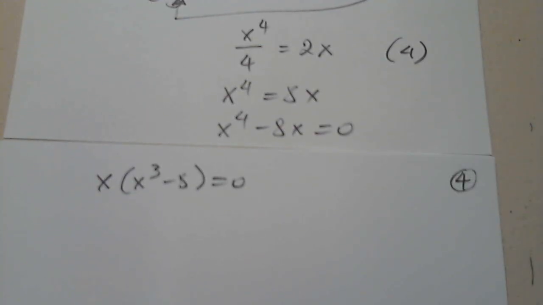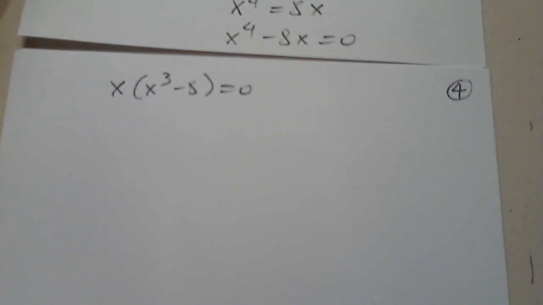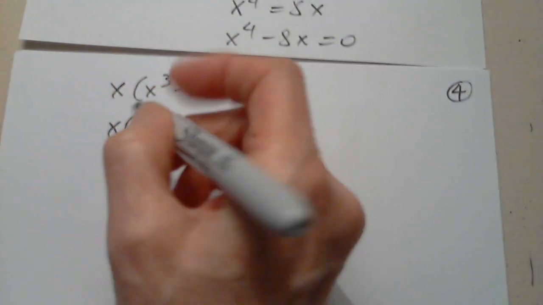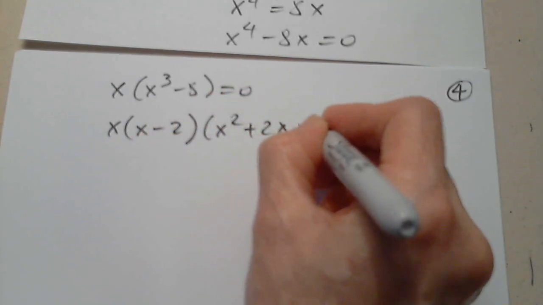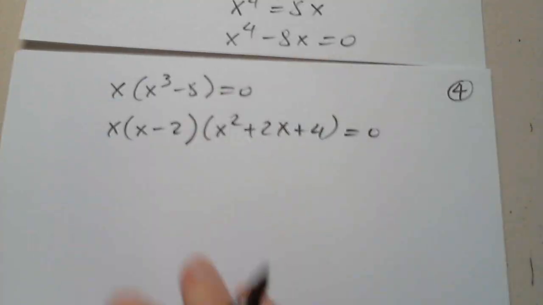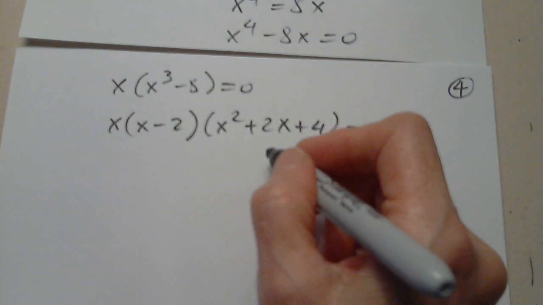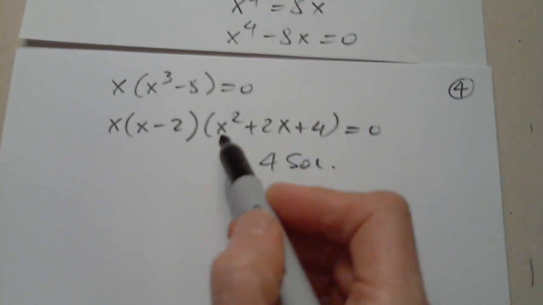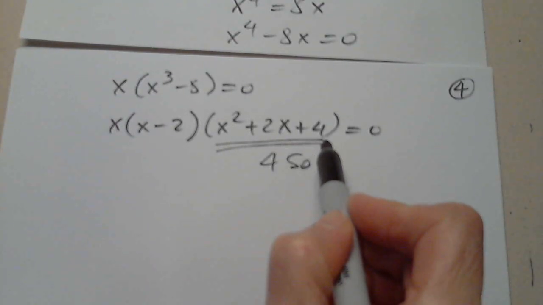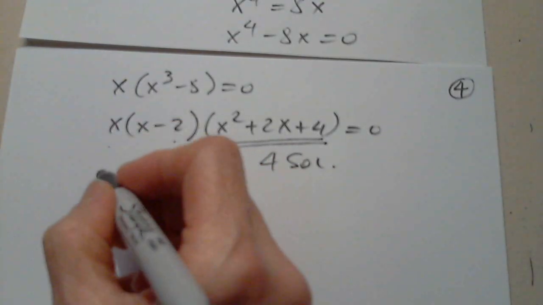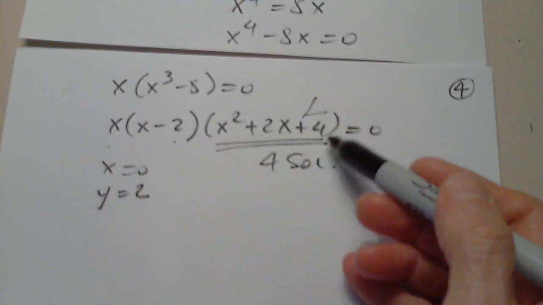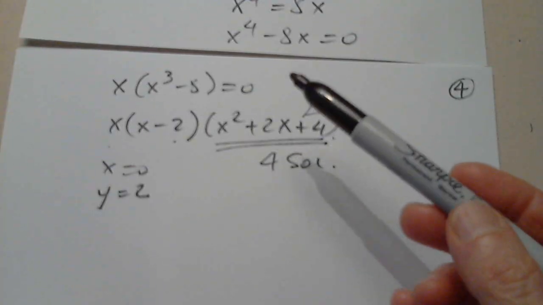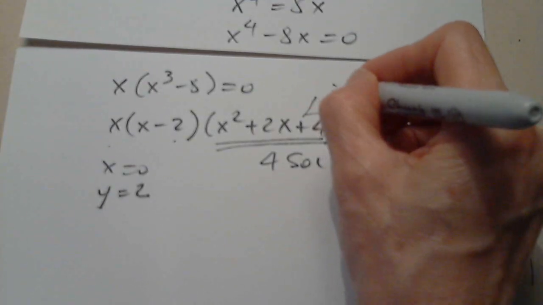So now, I don't know if you remember the difference of cubes. So I have x, and this factors into x minus 2, x squared plus 2x plus 4. Bottom line, there are 4 solutions, but this has imaginary solutions. So 2 of them are real, x equals 0 and x equals 2. But from here, if you solve with the quadratic formula or with the apps in the calculator, you will see they're imaginary.